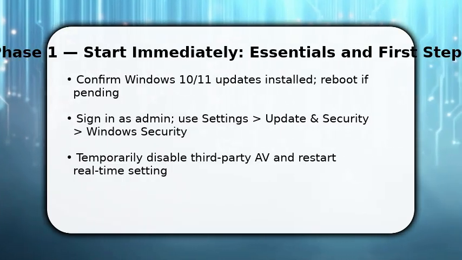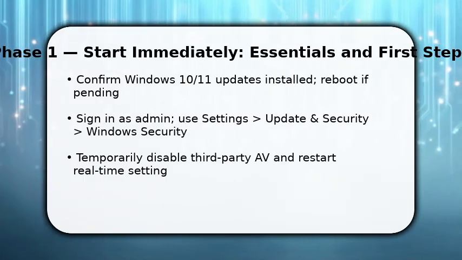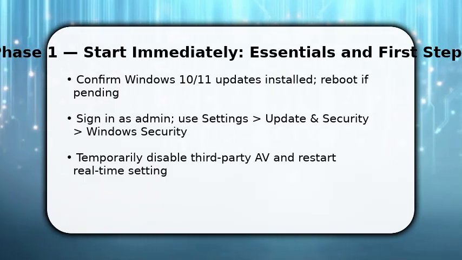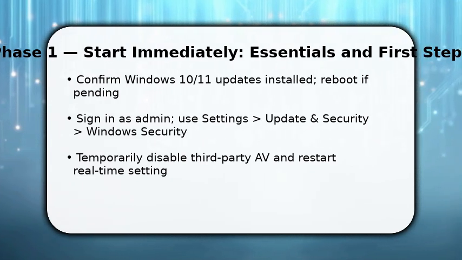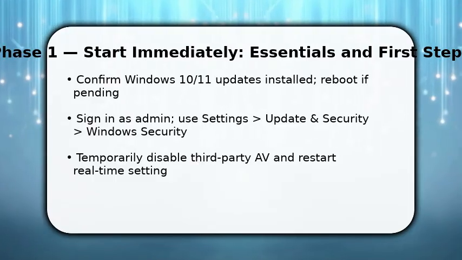Once done, temporarily disable any third-party antivirus because it often takes exclusive control. Then return to Windows Security and try turning real-time protection on. Make sure to note error messages if the toggle won't move.